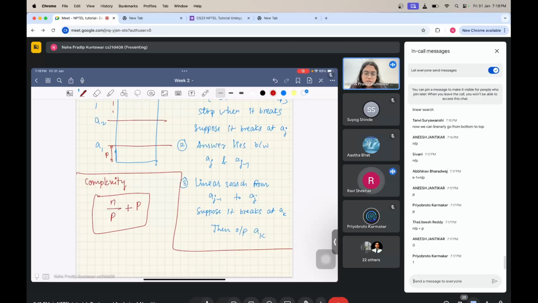Okay, if p is 1, then you get n plus 1, right? Then you are doing linear time. Whereas let's say, like Suyog said, if you do log n, then you are doing n over log n plus log n, which is better, no?